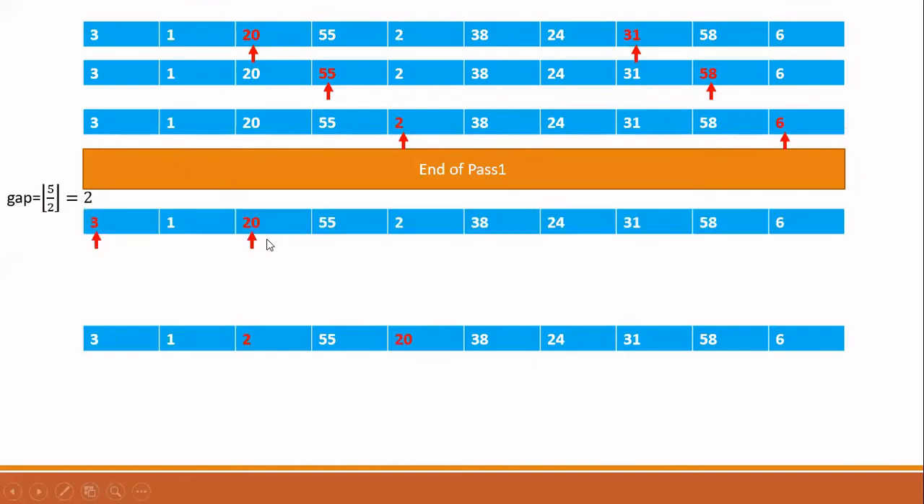So now I will set my first pointer at 20. The next pointer I have to set at 20 minus 2, that is nothing but this 3. Don't subtract the value, subtract the index. 20 is at the index 2 and 3 is at the index 0. So I have to consider these two elements. Now I will check whether I need any swapping or not. No need for any swapping.